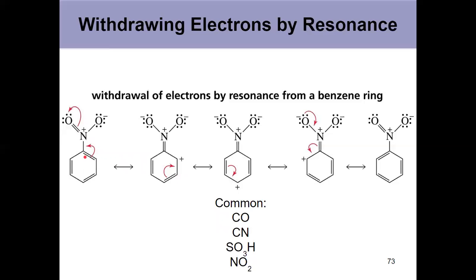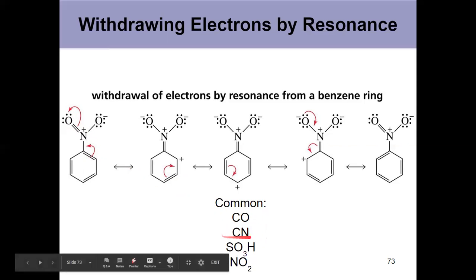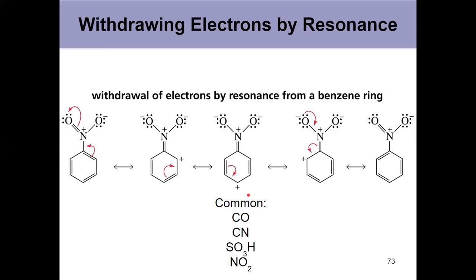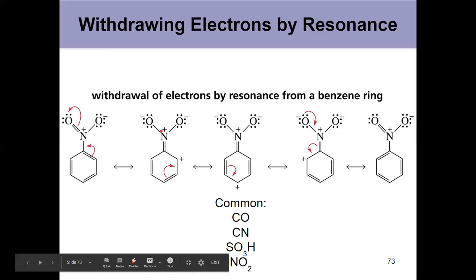Let's look at another example here on 73. This is withdrawal by resonance. And you see this when your substituent that's attached to the benzene ring doesn't have a lone pair, but rather has a double bond or a triple bond going to something else that's more electronegative. Here we see a double bond to oxygen. If you have a carbonyl group, a cyano group, a nitro group, things like this, these are the common substituents you see that withdraw electrons by resonance. See here, it's pulling electron density out of the ring in these resonance contributors.